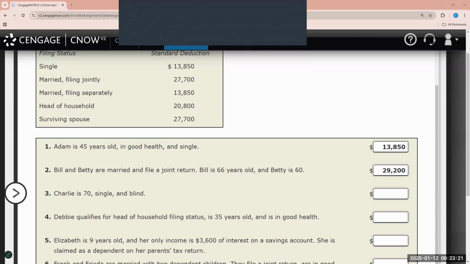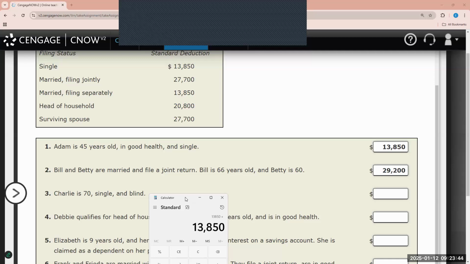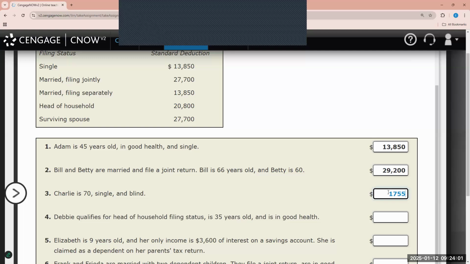All right. And then for 2024, instead of $1,500 for Bill, the additional standard deduction would be $1,550. All right. Next, here we see Charlie is 70. He's single and he's blind. So based on Charlie's fact pattern, he's single, $13,850. He's above the age of 65, so $1,850. But then it also says that he's blind, so he also gets an additional $1,850. So therefore, in Charlie's situation, the total standard deduction is $17,550.